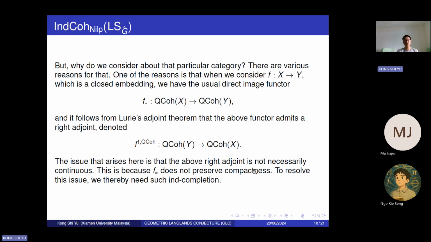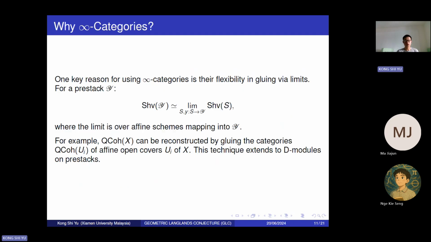Why do we need compactness? It is basically a property of the Langlands functor. We need to make sure our Langlands functor preserves compactness, but in this case it doesn't necessarily preserve it. So we need to resolve this issue, and we need such a notion of ind-completion.